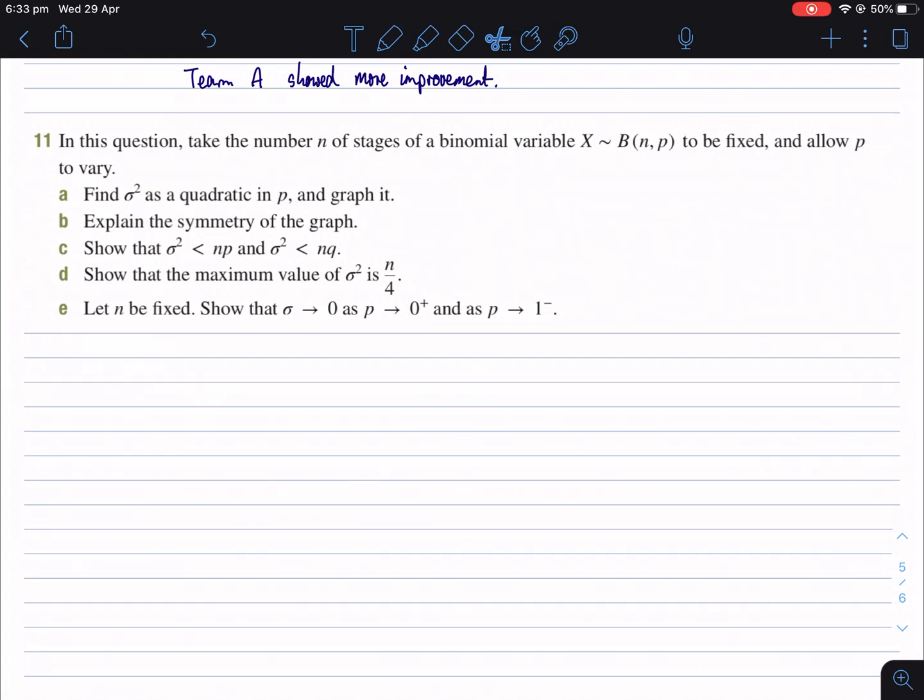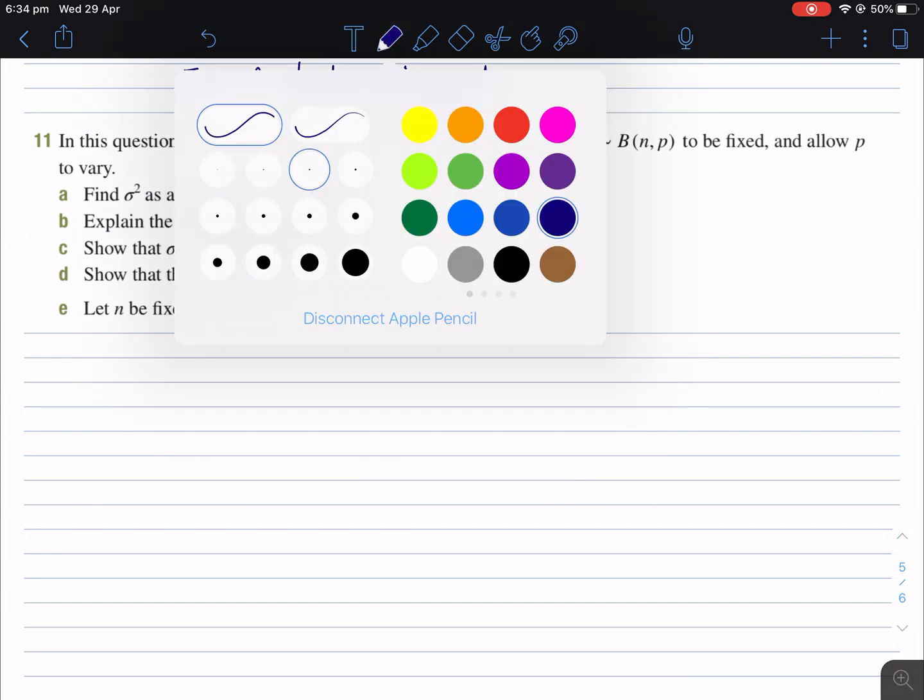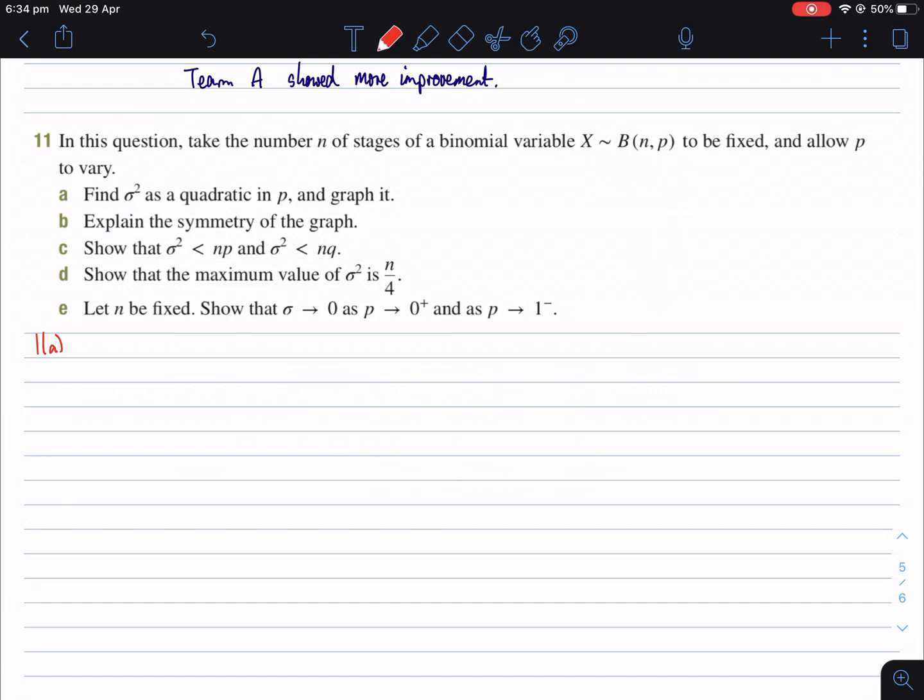Right, so this one gets right into the nitty-gritty of the maths, which I like. So we're considering P as our variable. If we had to find sigma squared, then that would have been NPQ, wouldn't it? Which is the same as N times P times 1 minus P, which is NP minus NP squared. I'm going to rewrite it the other way around: negative NP squared plus NP.